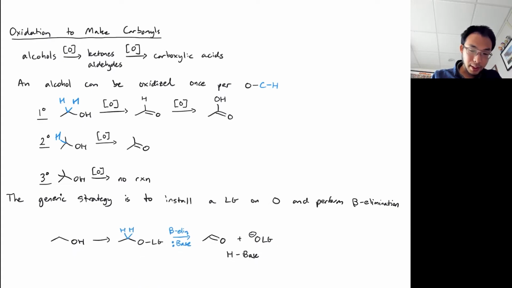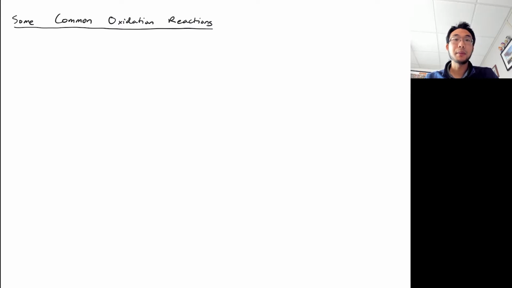What that looks like is like so, where we are somehow putting this leaving group onto oxygen, then we're performing a beta elimination that gets us to the new carbon-oxygen pi bond. Let's go over some of the common types of oxidation reactions that are used in the lab.